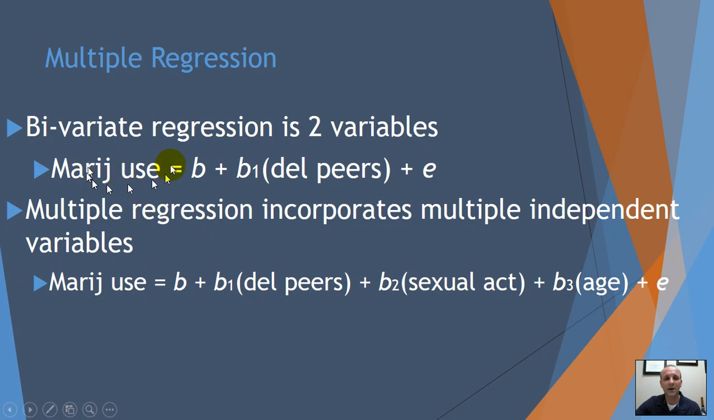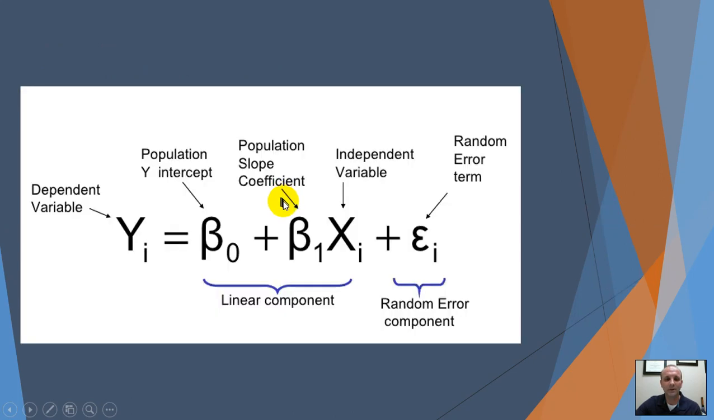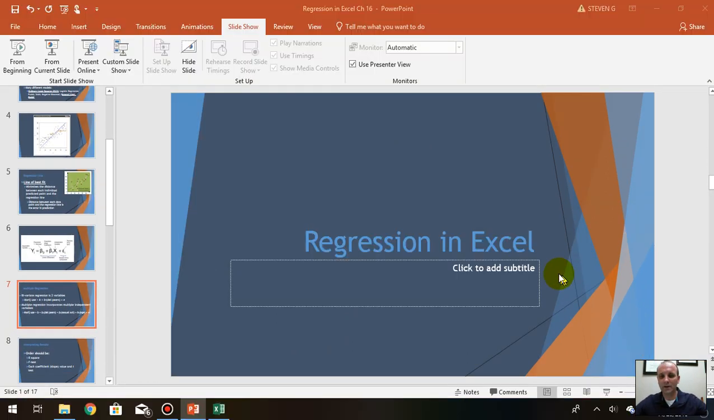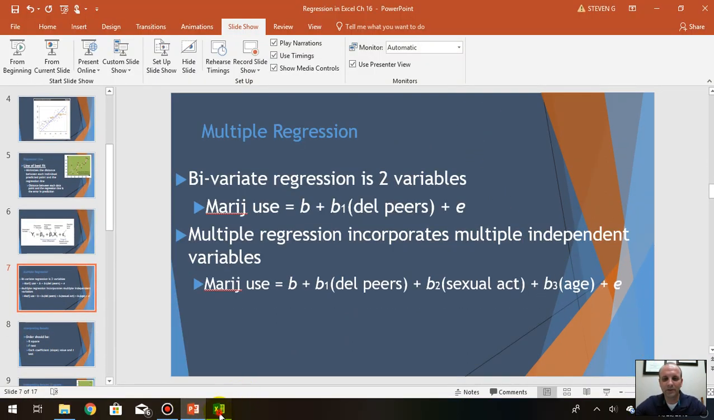So let's say marijuana use, this is how it would look. This is how the previous equation would look. Marijuana use would equal the intercept, the value of marijuana use, plus the slope of delinquent peers times delinquent peers, plus the error. I'm sorry, I chopped it up. Multiple regression includes multiple variables, so this would be an equation, and this will make sense because we're going to walk through it, and then we're going to talk about the results real quick.